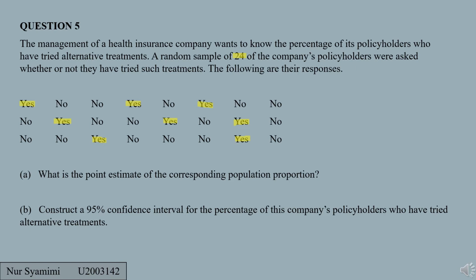The management of a health insurance company wants to know the percentage of its policyholders who have tried alternative treatments. A random sample of 24 of the company's policyholders were asked whether or not they have tried such treatments. The following are their responses. So from the question, we know that a random sample of 24 of the company's policyholders is the sample size. And we also know that 8 policyholders responded yes and 16 policyholders responded no. So I will answer questions 5A and 5B in the next slide.